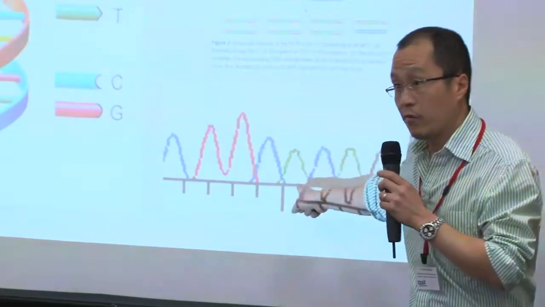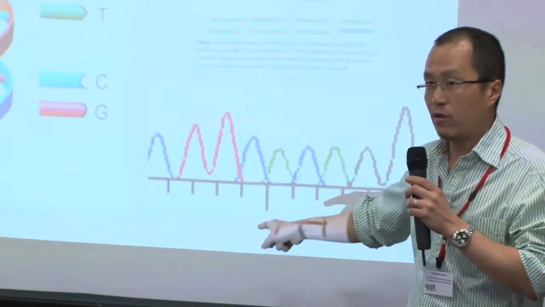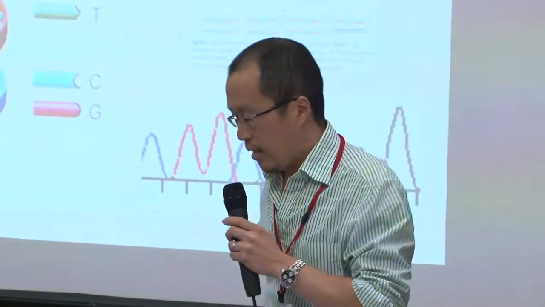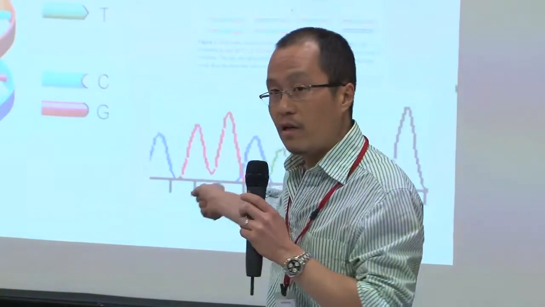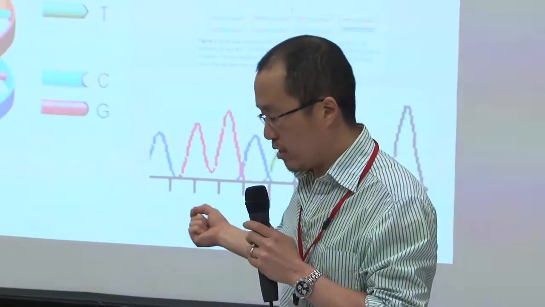And that's what it looks like in real life. That's what I look at. It's called an electrophoretogram, or a trace, and the different colors represent different base pairs or nucleotides. So that's so-called Sanger, classic sequencing.